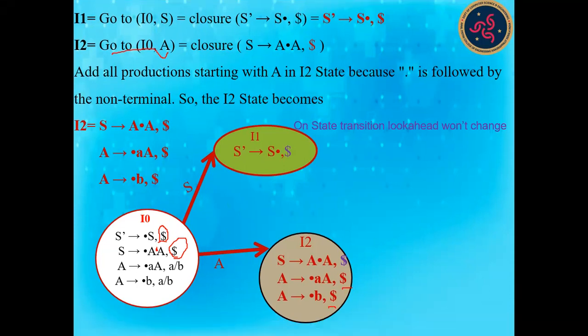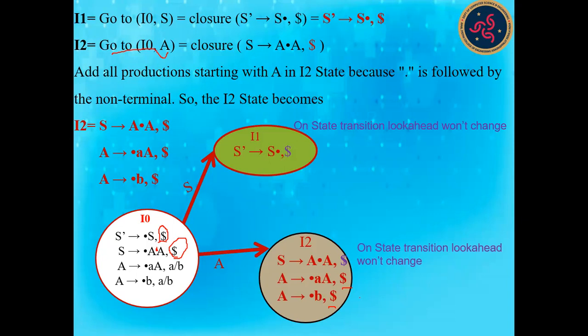So I am applying the closure upon these productions. Therefore I have got two new productions here, and the rule is applied. After each goTo, I need to do the closure also; the closure property should be applied. This is what I did while creating the SLR table also. Here, on state transition, the look ahead won't change. So now I got a state I2.